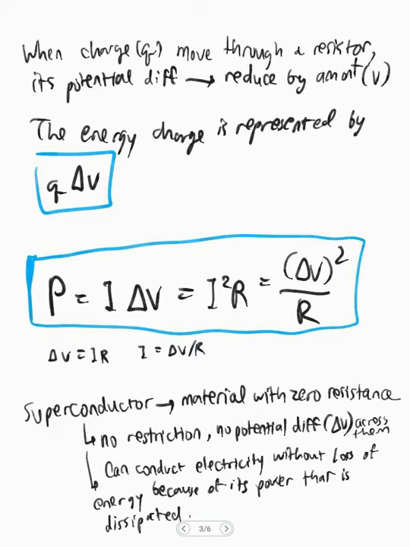A superconductor is a material with zero resistance. It has no potential difference, or ΔV, across it, and it can conduct electricity without loss of energy because there is no power dissipated.